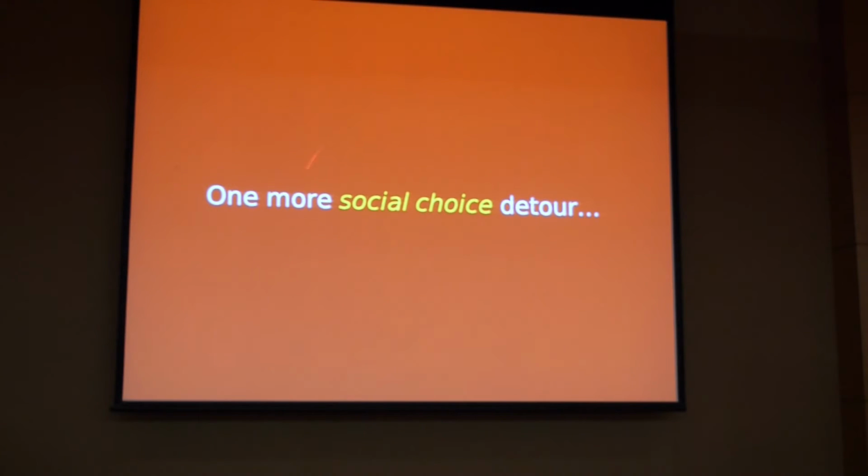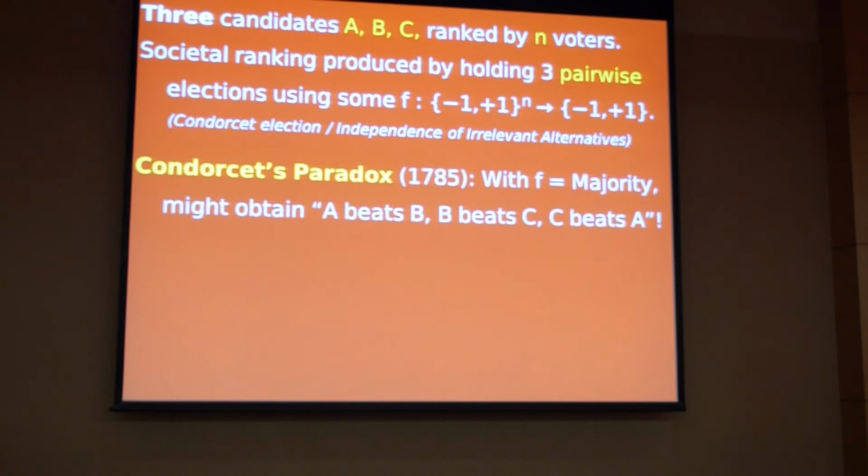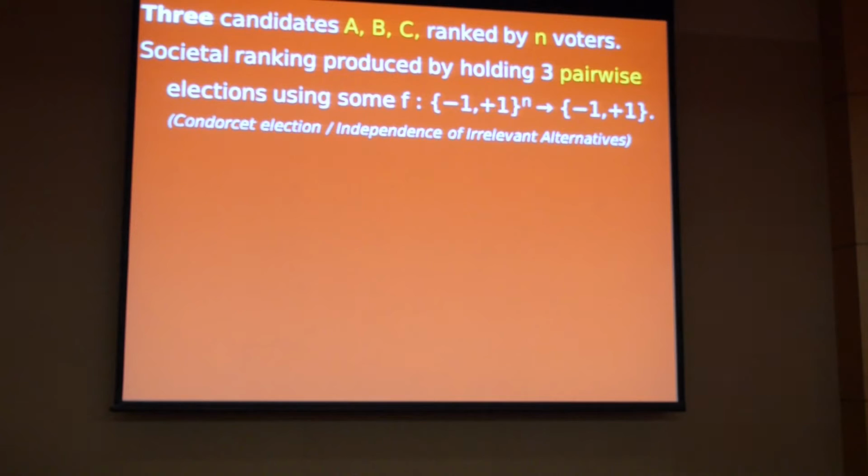Okay, I want to take one more digression to talk about social choice. It'll take us a bit far away, but I couldn't resist talking about it. Imagine you have an election with n voters and 3 candidates called A, B, and C. And you don't just want to elect a winner among A, B, and C, you in fact want to rank A, B, and C. So the model is that every voter has a ranking, and you want to aggregate them into a societal ranking.